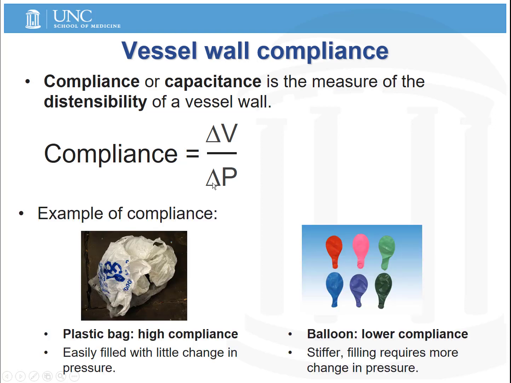So if we think about some real-life examples of compliance, first, if we consider a plastic shopping bag that's crumpled up, it's really easy to fill that plastic bag up with air, for example. So we can increase the volume here without a big increase in pressure, which means that the plastic bag has a very high compliance. These uninflated party balloons, on the other hand, are elastic, so they're stiffer, they're more resistant to filling, and they require a great deal of pressure to fill, and therefore have a lower compliance.